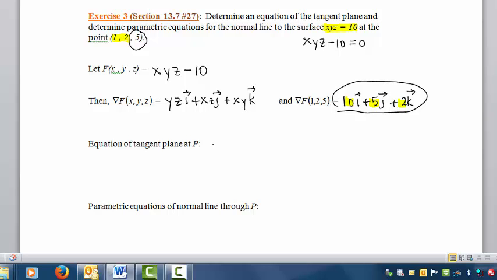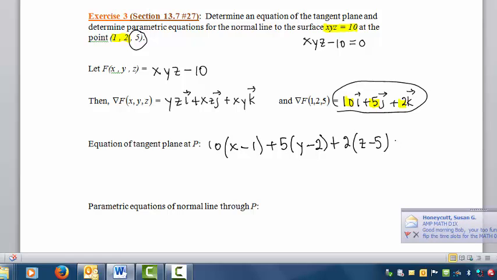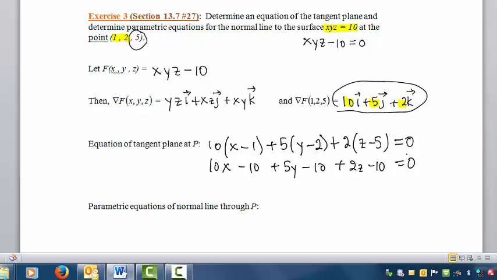So the equation of the tangent plane is 10 times x minus the x-coordinate of tangency, which is 1, plus 5 times y minus 2 plus 2 times z minus 5 equals 0. You can easily solve this for z. I will skip right to the solution. z equals negative 10x minus 5 halves y plus 15. That is the equation of the tangent plane to the surface xyz equals 10 at the point (1, 2, 5).